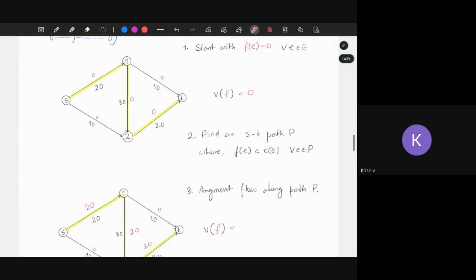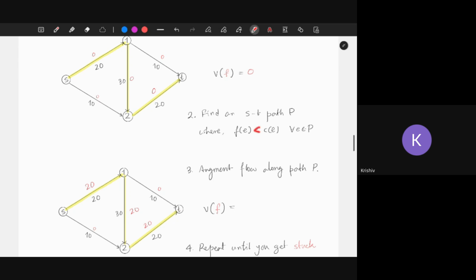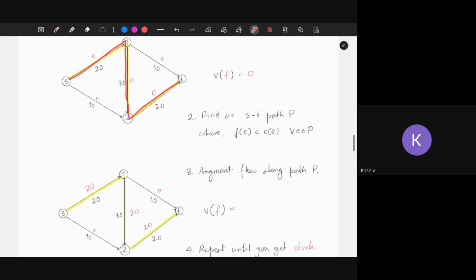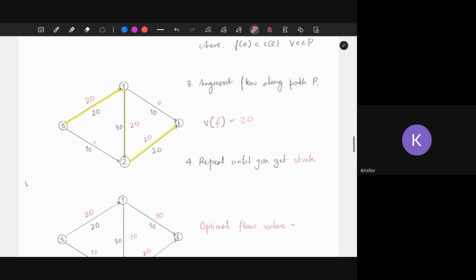and next I find an s-t path from s to t such that this holds with strict inequality, not equality, and I augment some flow. Whatever the minimum possible along this path is, the minimum is 20. I send 20 there. So now the value becomes 20 plus 0, that is 20. And I repeat this until I get stuck.